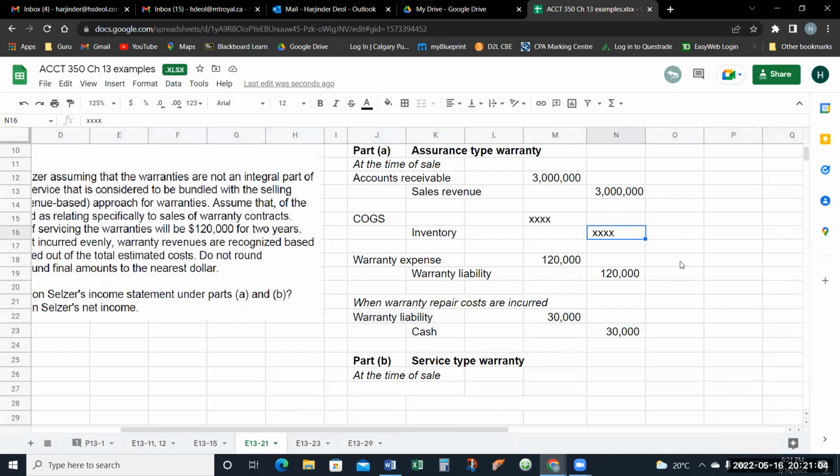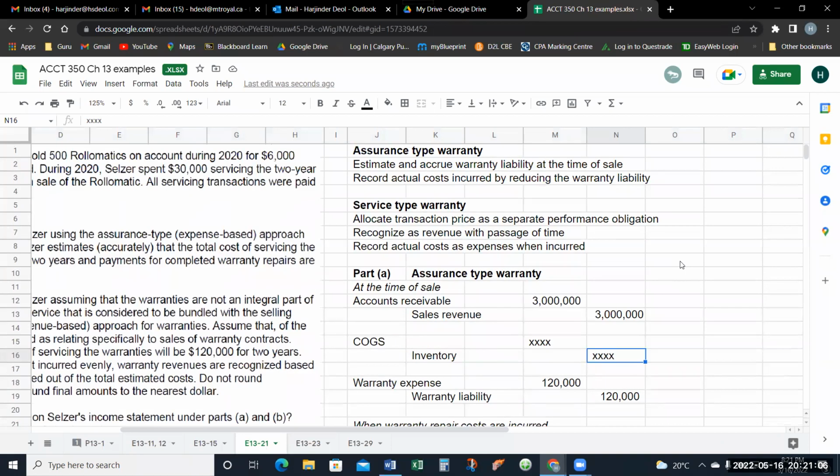So that's an assurance type warranty. Now we could also have what's called a service type warranty. A service type warranty is typically related to an extended warranty, right? It goes above and beyond the basic warranty. So the example we were using in class was if you go and buy an expensive appliance from Best Buy, they will try to convince you to get an extended warranty just because you're buying a really expensive appliance.